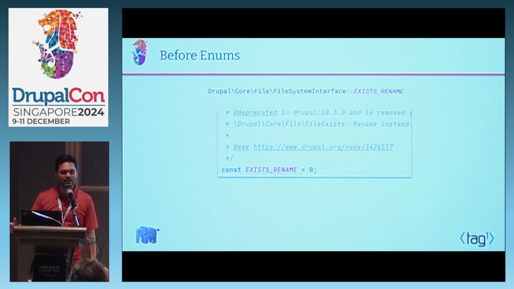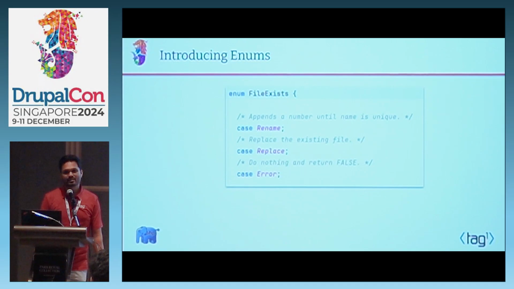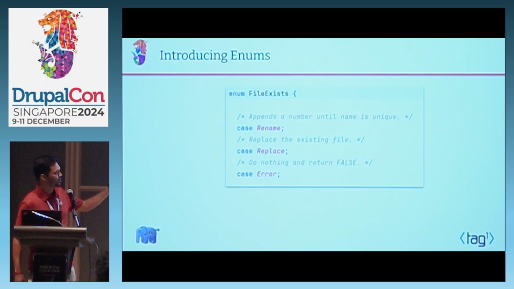So Drupal 10.3 itself has an enum, and the use of the interface has been deprecated, which means this interface will no longer be available in Drupal 11. So if you are using this in your custom code, it's better to switch to enum now. So this is the enum. It's pretty simple. It is just the case. It does not need a value. So it's rename, replace, or error.